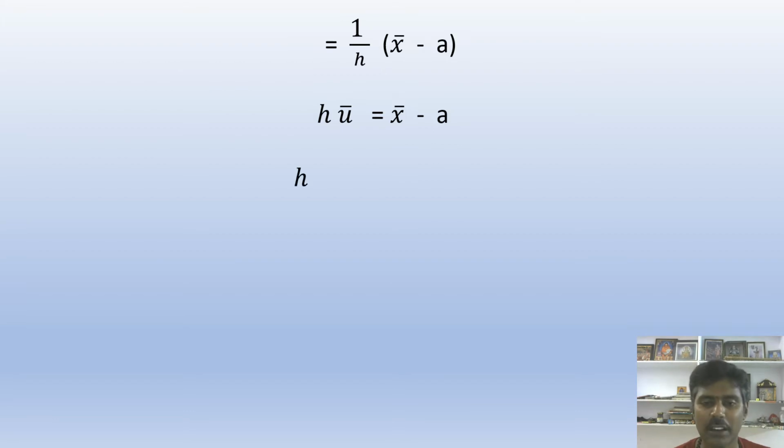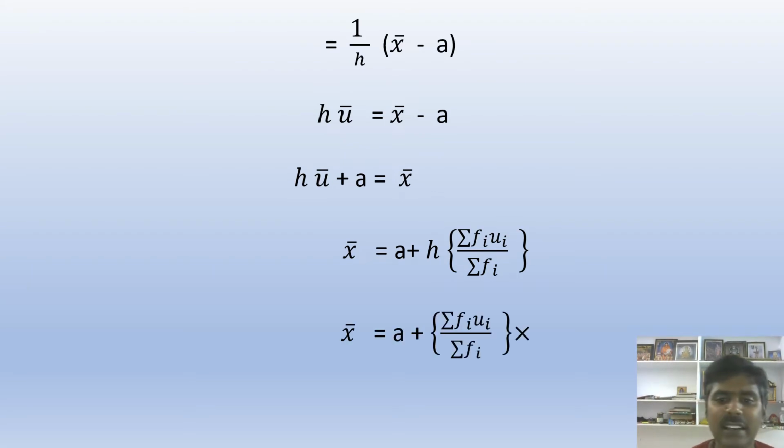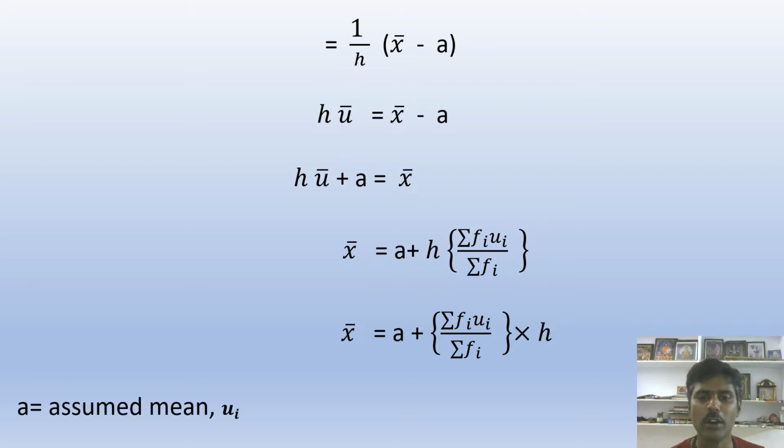So I need x bar. For that, h u bar plus a is equal to x bar. Then x bar is equal to a plus h u bar, where u bar is sigma fi ui by sigma fi. In simplified form, we can write a plus sigma fi ui by sigma fi into h. This is the formula to find the arithmetic mean in step deviation form. Now I will go with an example to understand this. Here you have to remember all the letters: a is the assumed mean and ui is the step deviation, that is xi minus a by h, where h is the class interval, the size of the interval.